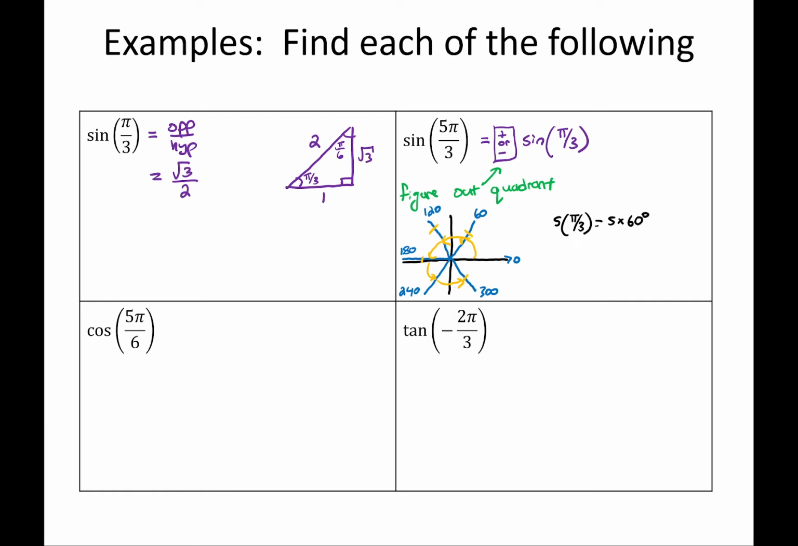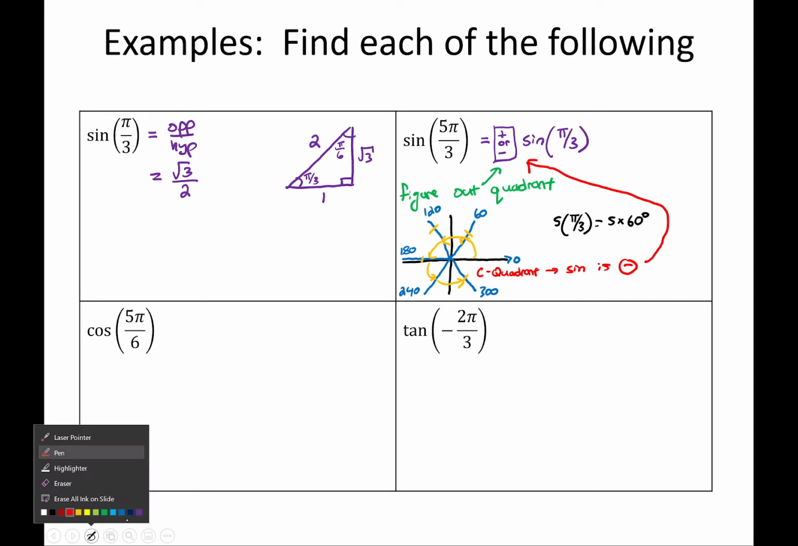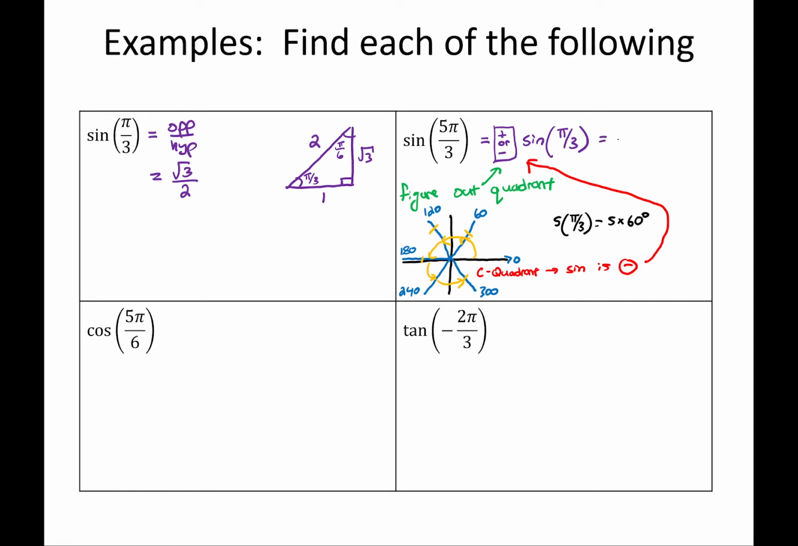This is the C quadrant. So sine is negative there. So we travel up to here. That tells us it's going to be a minus sign. So negative sine of pi over 3, which is negative root 3 over 2 from the special triangle.